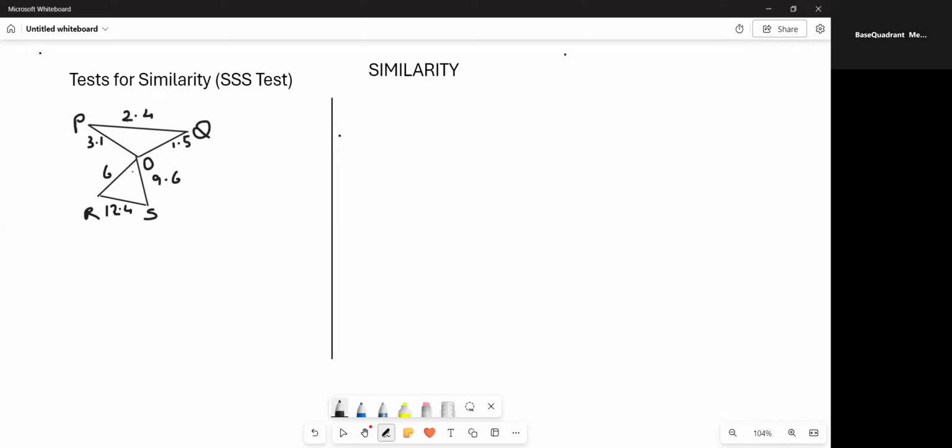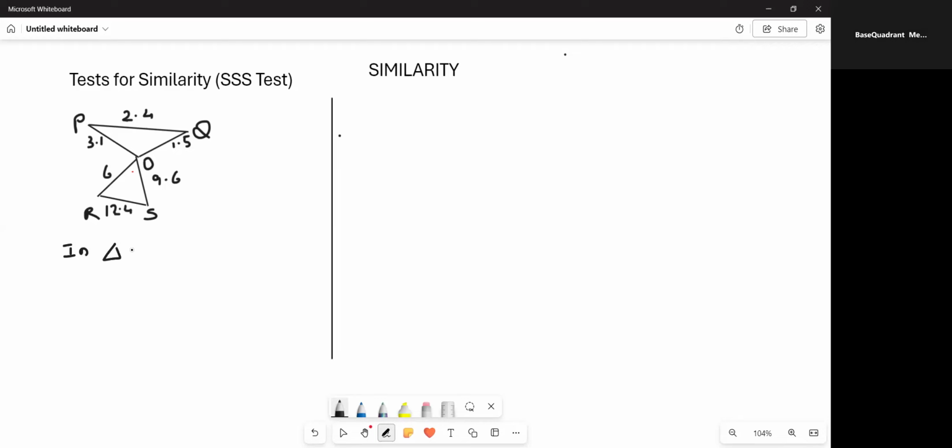In this example also, three pairs of sides are given. That is, the three sides are given for both the triangles. So most likely they are similar by SSS test. So let's take the ratios of the sides.